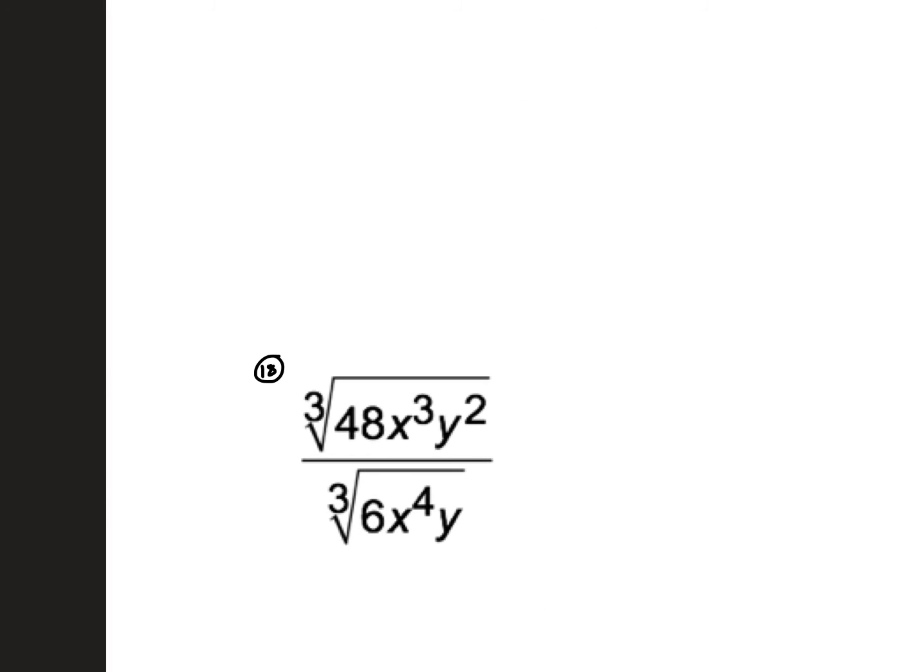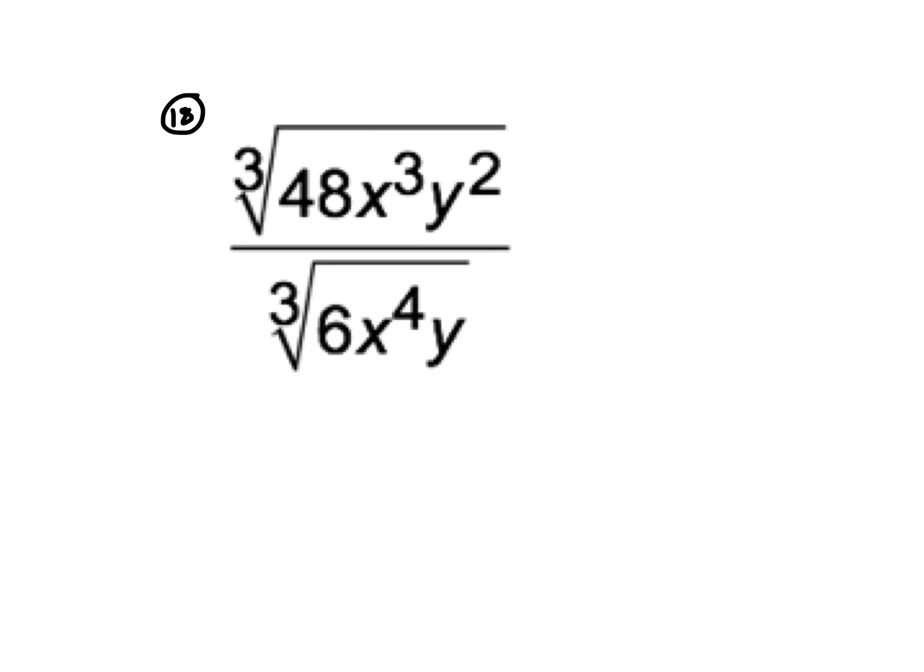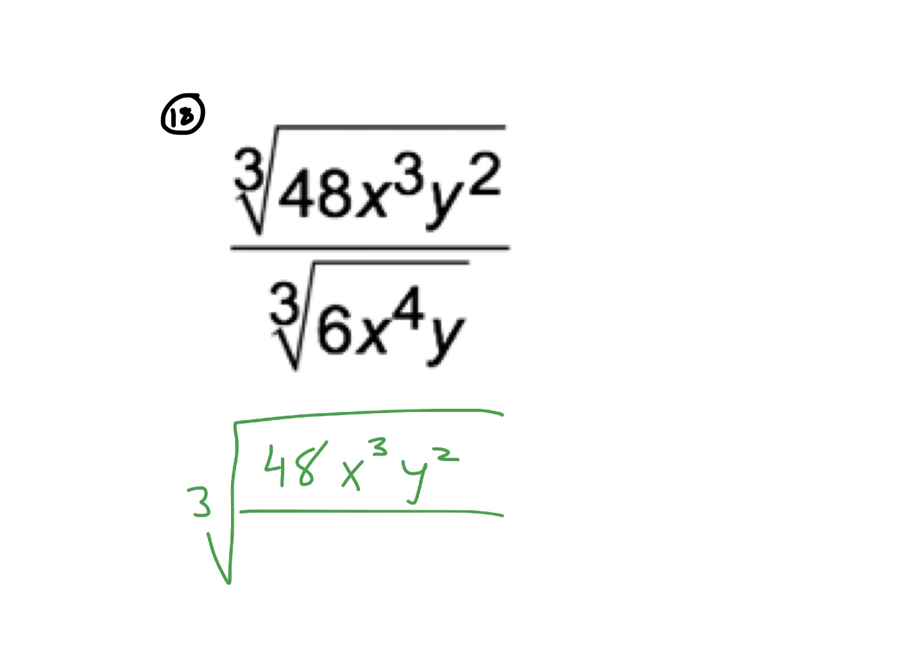Alright, 18. Oh, this one looks fun. Do we have the same radical? Yes. So we're going to put them under one big radical. I have 48 times x cubed times y squared over 6 times x to the 4th power times y.